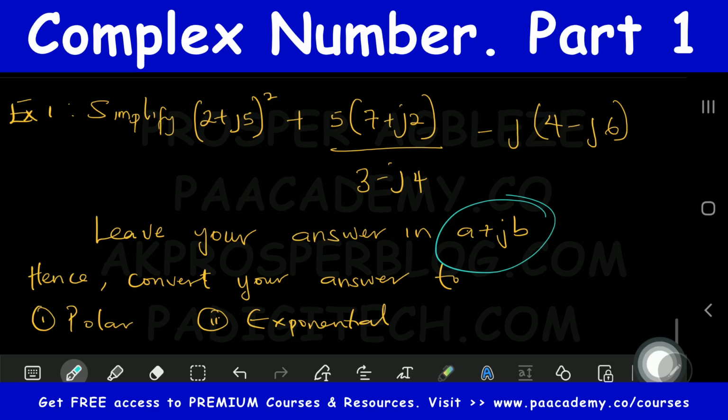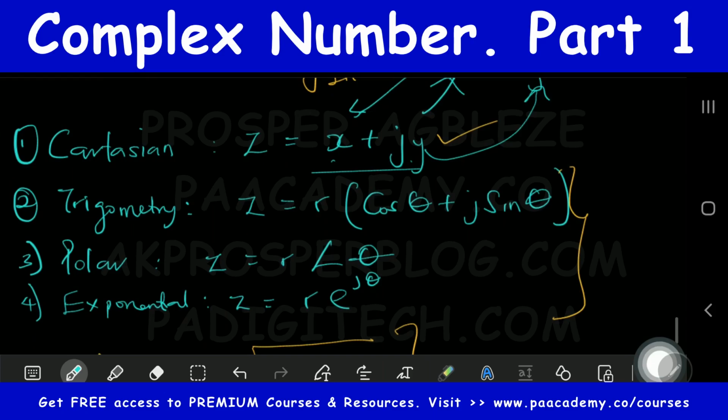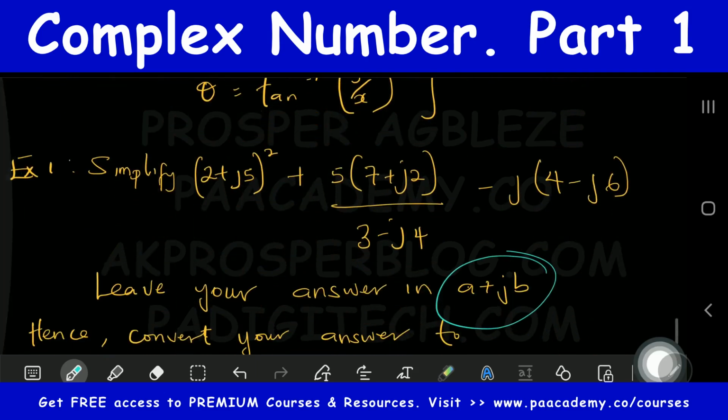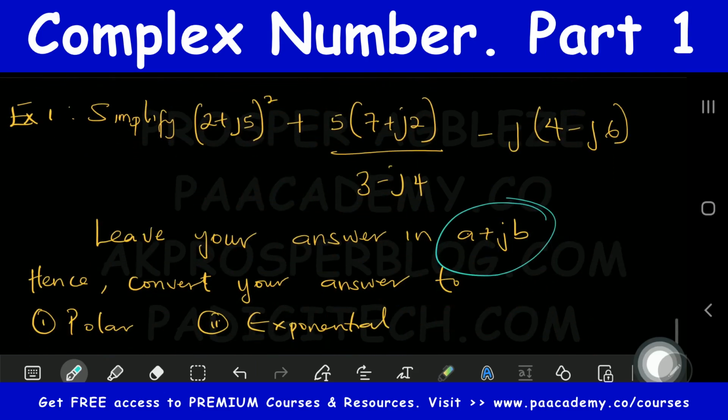So that means we have to leave our answer in Cartesian form, and then hence convert your answer to polar and exponential. Like I said earlier, whatever we get as our Cartesian, we're going to convert it to the exponential and then polar form. You might want to pause the video and attempt it and see what your answer is going to be. If you do that, let me know what your answer is in the comment section if you're able to arrive at the same answer.